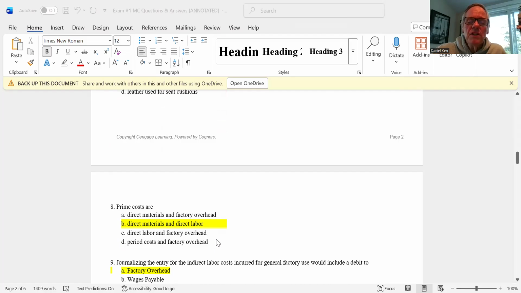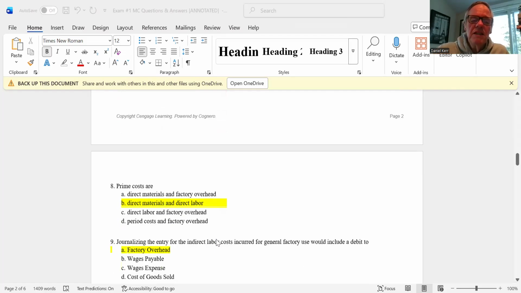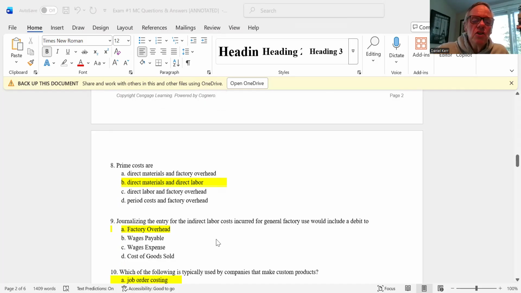8, prime costs are direct material and labor. So that's B. Journalizing the entry for indirect labor costs incurred for general factory use would be a debit to factory overhead. So when you incur indirect labor costs, that's one of your many overhead costs. So when you incur overhead costs, you debit the factory overhead account.